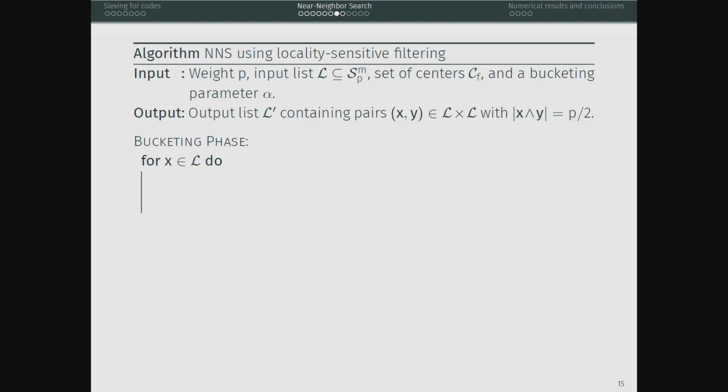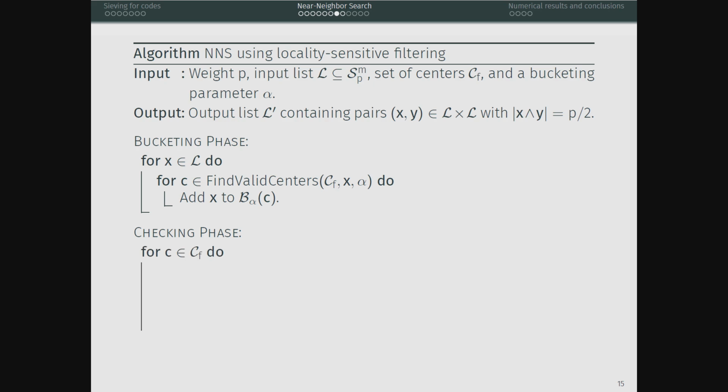We start with the bucketing phase that I already mentioned, in which we go through all the elements within the list and perform the find valid center subroutine, which checks for each element and all the centers where they overlap in alpha positions. For all centers C in which x overlaps in alpha positions, it puts x in the corresponding bucket. We then continue with the checking phase, in which for each bucket, or equivalently for each center in the set of centers, we check all the pairs and add them to the output list if they are near neighbors.